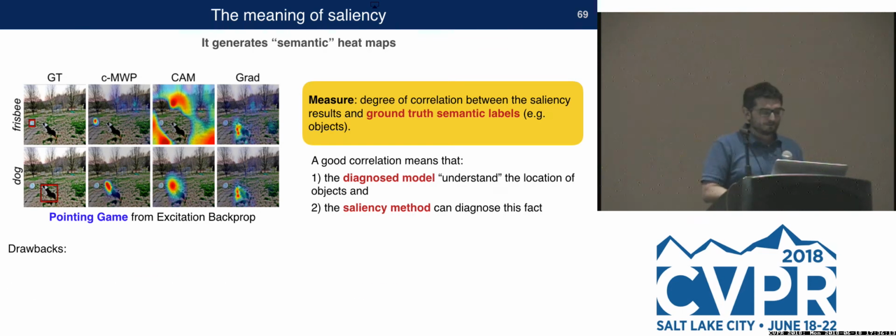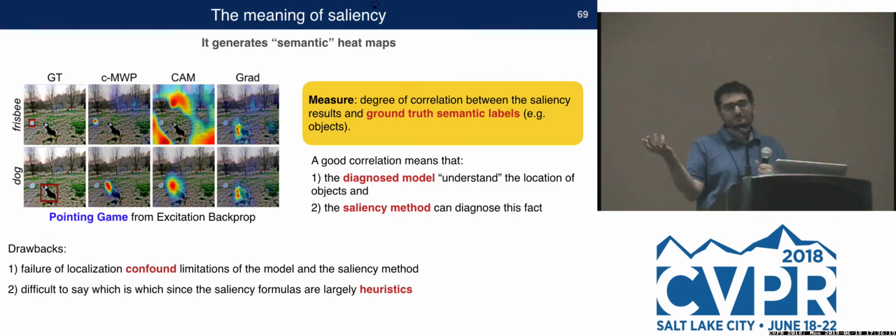Okay. The problem is that if this doesn't work, well, maybe the fault is not of the network. Maybe the fault is of the heuristic you have used for inversion. How do you know? You cannot know.